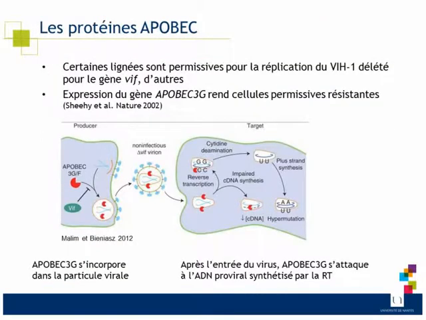APOBEC. Okay, this one's going to be a little bit more complicated. I'm sorry to announce that, but it is. So there are a whole family of APOBEC proteins. They are restriction factors. And they were discovered because it was noticed that some cell lines were permissive for HIV-1, which was deleted from one of its accessory genes, the gene VIF, whereas other cell lines were non-permissive for these delta VIF viruses.